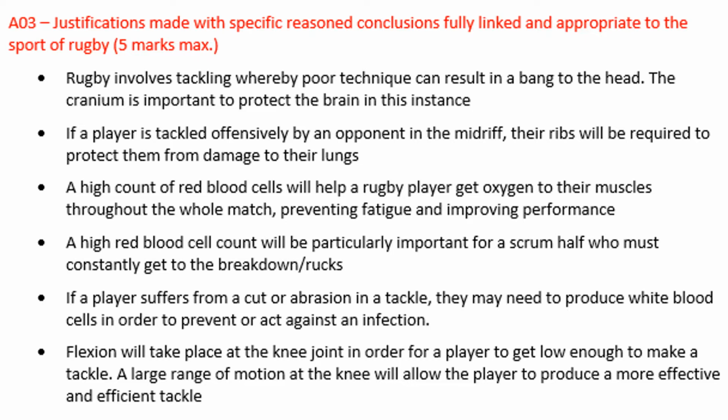If a player suffers from a cut or abrasion in a tackle, they may need to produce white blood cells in order to prevent or act against an infection. And if we have discussed joints for movement, you could say that flexion will take place at the knee joint in order for a player to get low enough to make a tackle. A large range of motion at the knee will allow the player to produce a more effective and efficient tackle. So again, we're making some really in-depth links to the sport of rugby there in relation to the functions of the skeletal system.